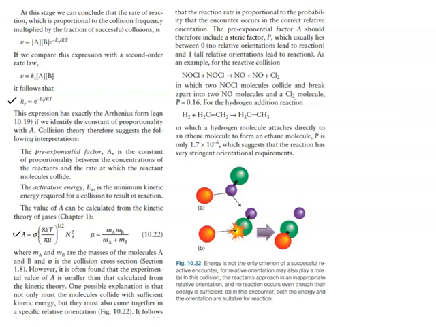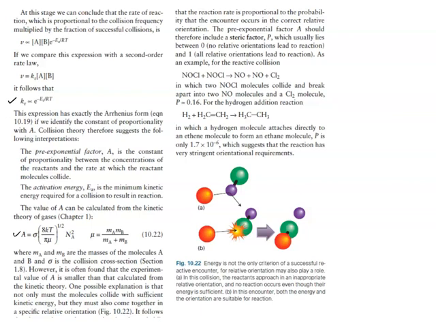However, it's often found that the experimental value of A is smaller than that calculated from the kinetic theory. One possible explanation is that not only must the molecules collide with sufficient kinetic energy, but they must also come together in a specific relative orientation. It follows that the reaction rate is proportional to the probability that the encounter occurs in the correct relative orientation. The pre-exponential factor A should therefore include a steric factor, P, which usually lies between 0, where no relative orientation leads to reaction, and 1, where all relative orientations lead to reaction.